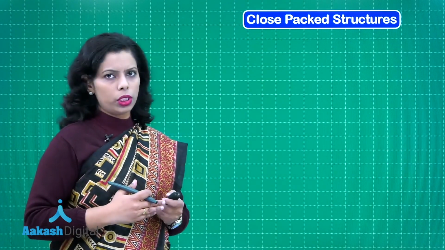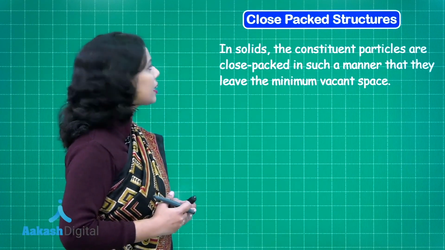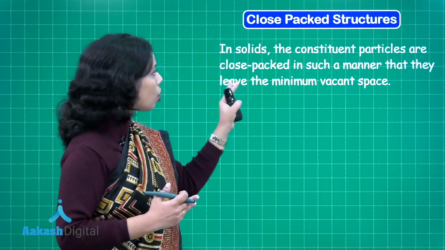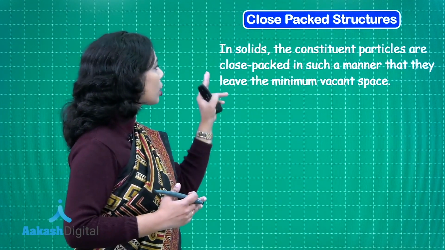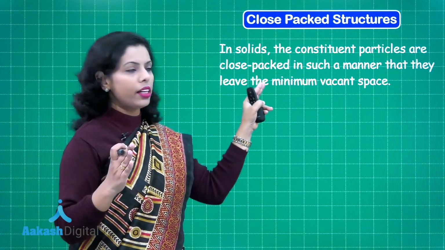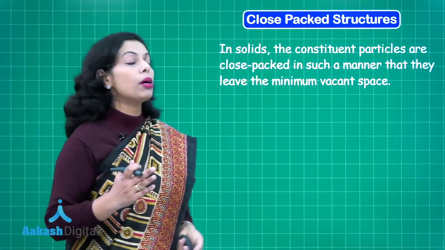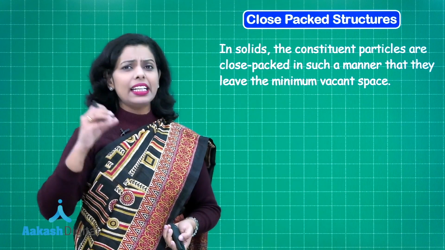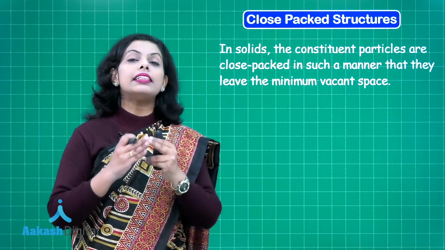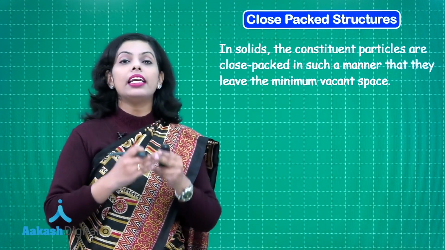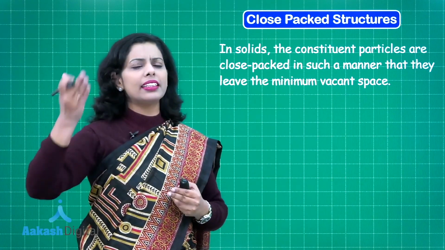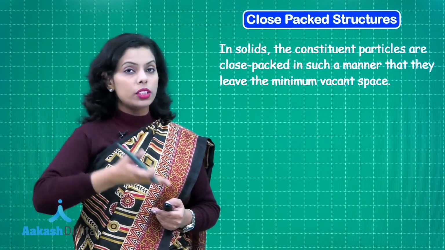What do you know about it? If we talk about this close packed structure, we can say that in case of solids, the constituent particles are close packed in such a manner that they leave the minimum vacant space. Basically, solids are rigid. They have very less interparticle space. We already discussed that in the previous classes. So, what is new here?